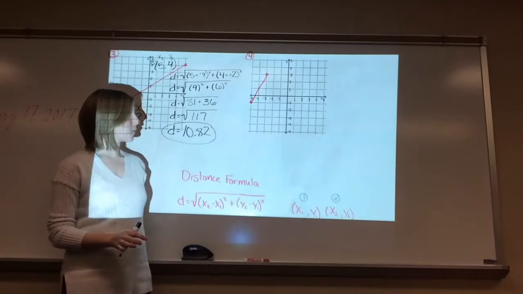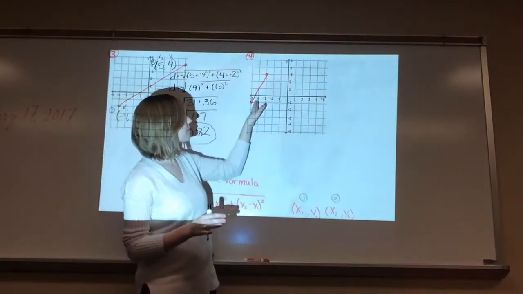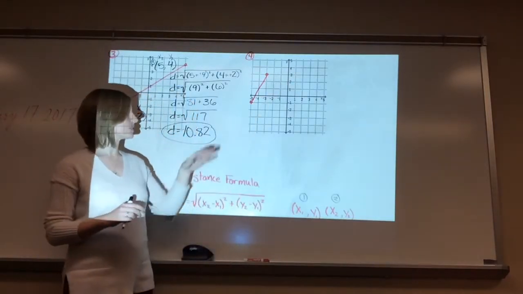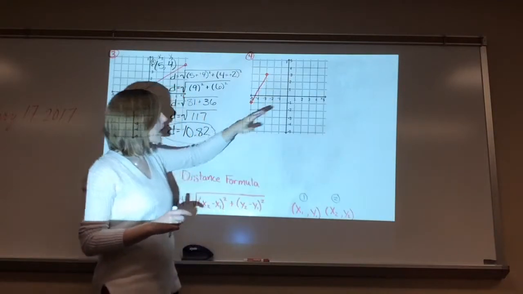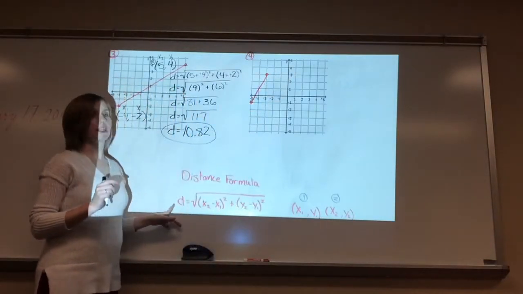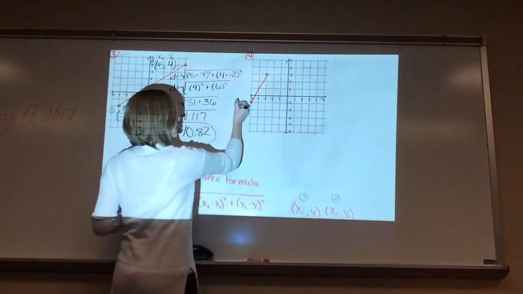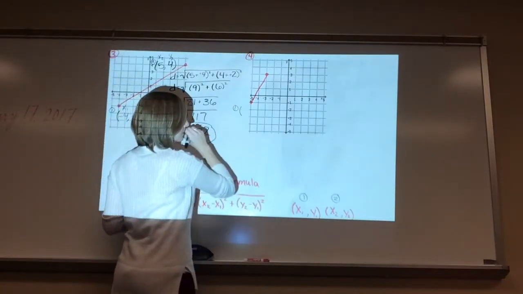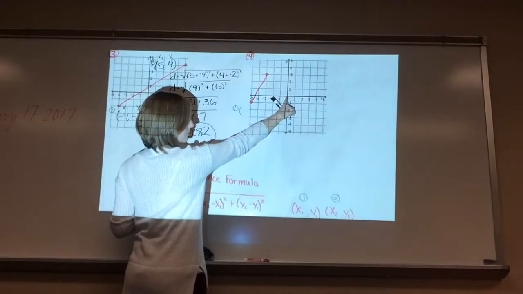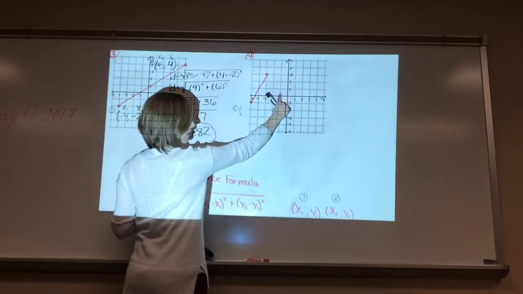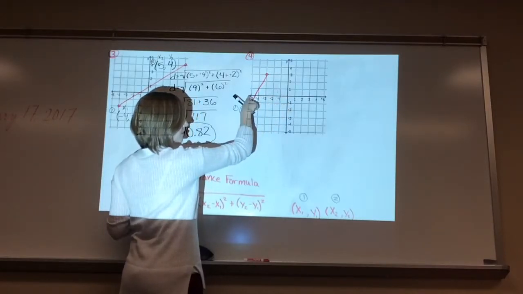For problem number 4, we have the 2 points on our graph. So the first thing we need to do is figure out what the coordinates are, and then we're going to use the distance formula to figure out the distance between those 2 points. So for our first point, we always use the one on the left. We need to start at the origin, right at the center, count to the left, 5 places.